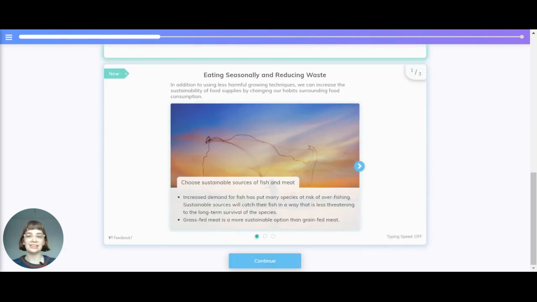Now let's take a look at eating seasonably and reducing waste. In addition to using less harmful growing techniques, we can increase the sustainability of food supplies by changing our habits surrounding food consumption. We can choose sustainable sources of meat. Increasing demand for fish has put many species at risk of overfishing. Sustainable sources will catch their fish in a way that is less threatening to the long-term survival of the species. Grass-fed meat is a more sustainable option than grain-fed meat.